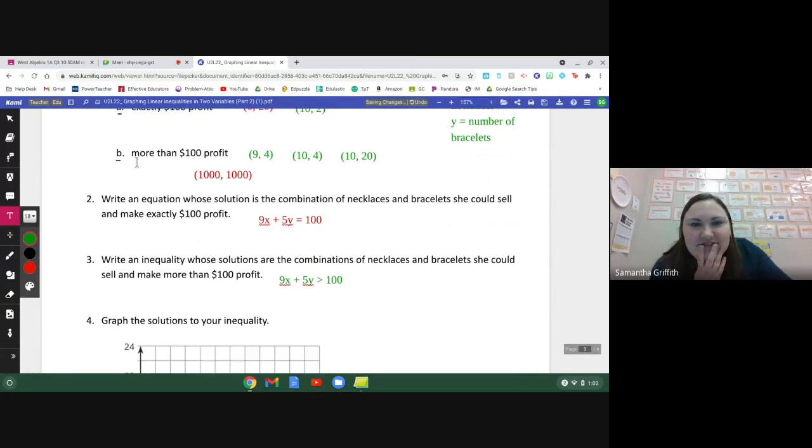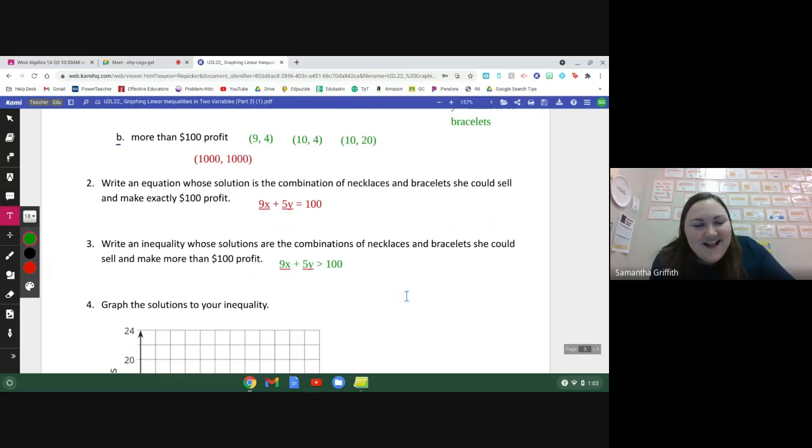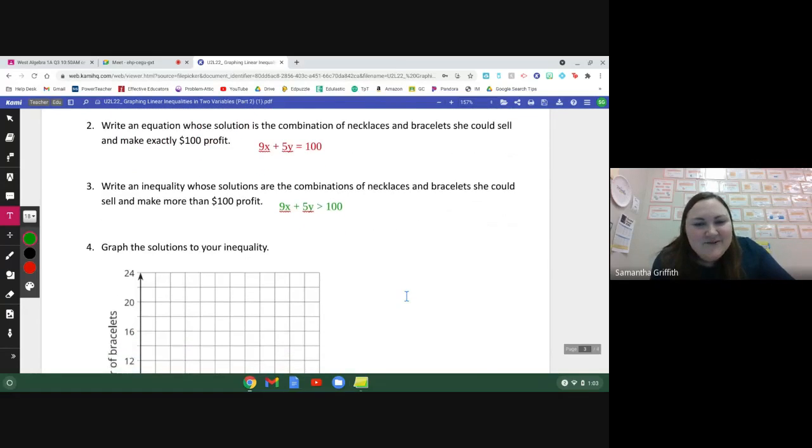So similarly to what you were doing here in part B, we were doing the same math, right? But we were just checking to see, does it give you something that's more than 100? So that would just be exactly equal to 100, not more than 100. If we want to make exactly $100, we need it equal to 100. If we want to make more than $100, we need it greater than 100.